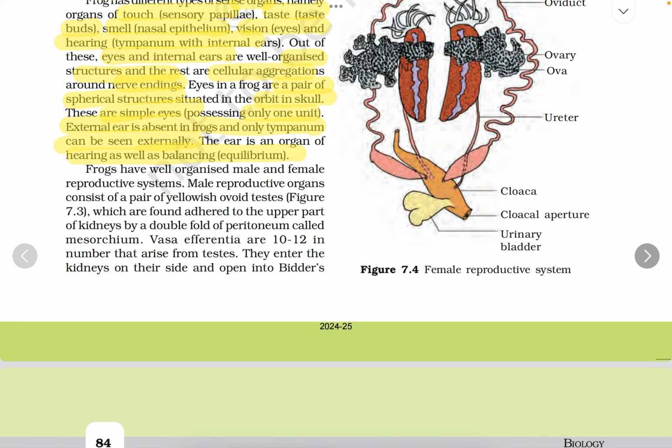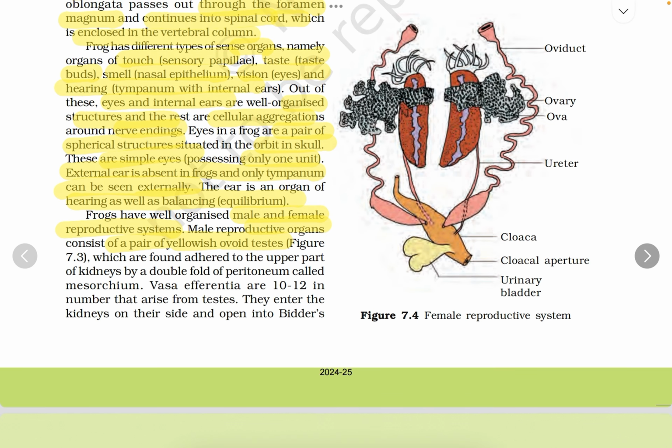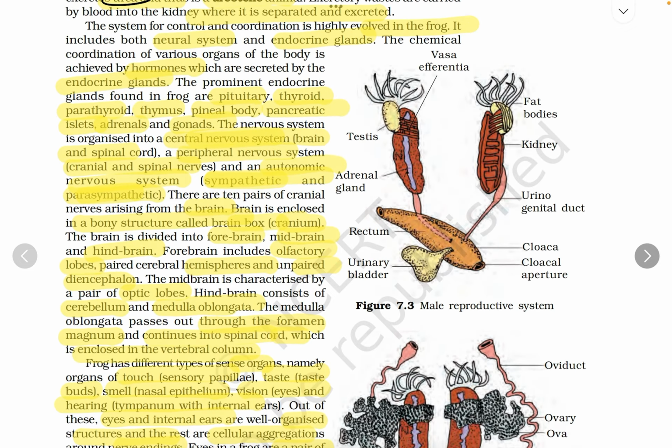Frogs have well organized male and female reproductive systems. The male reproductive organs consist of a pair of yellowish ovoid testes. So it has ovoid testes in the male reproductive part.